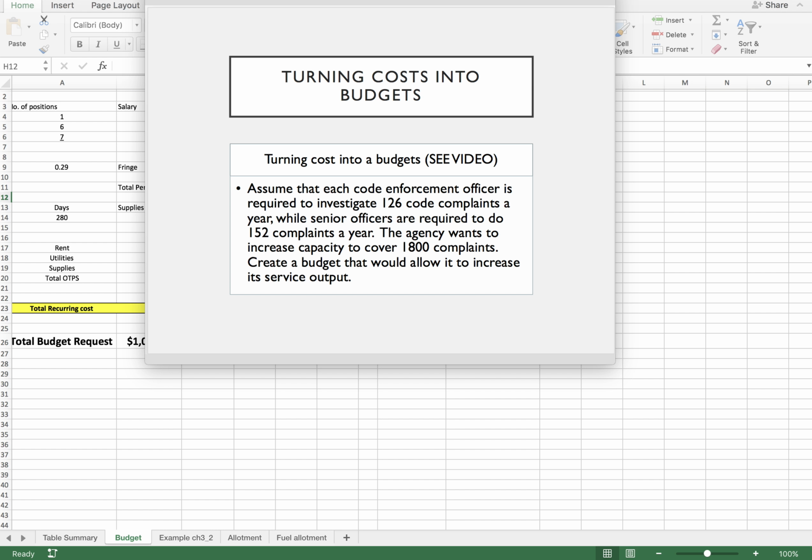So now let's focus on this scenario right here. Assume that each code enforcement officer is required to investigate 126 code complaints a year, while senior officers are required to do 152 complaints a year. The agency wants to increase capacity to cover 1,800 complaints. Create a budget that would allow it to increase its service output.